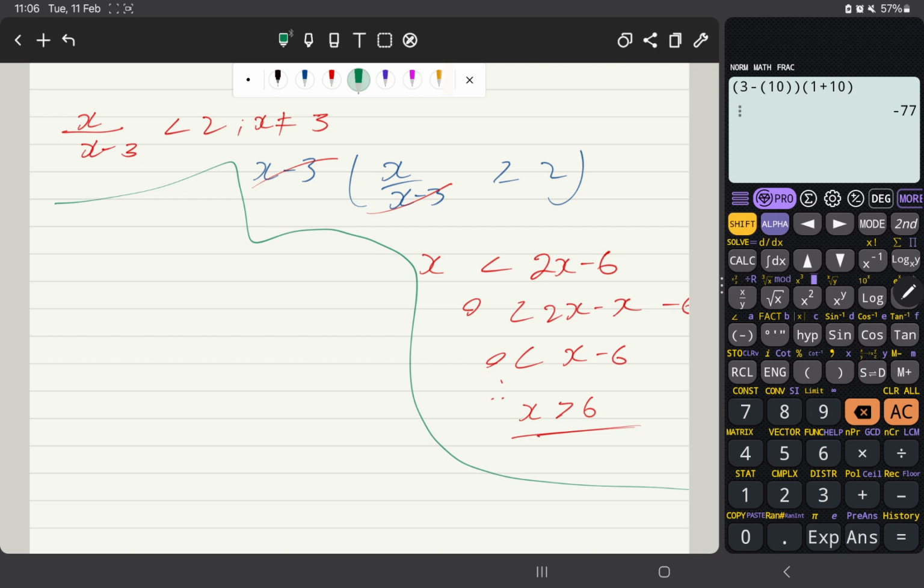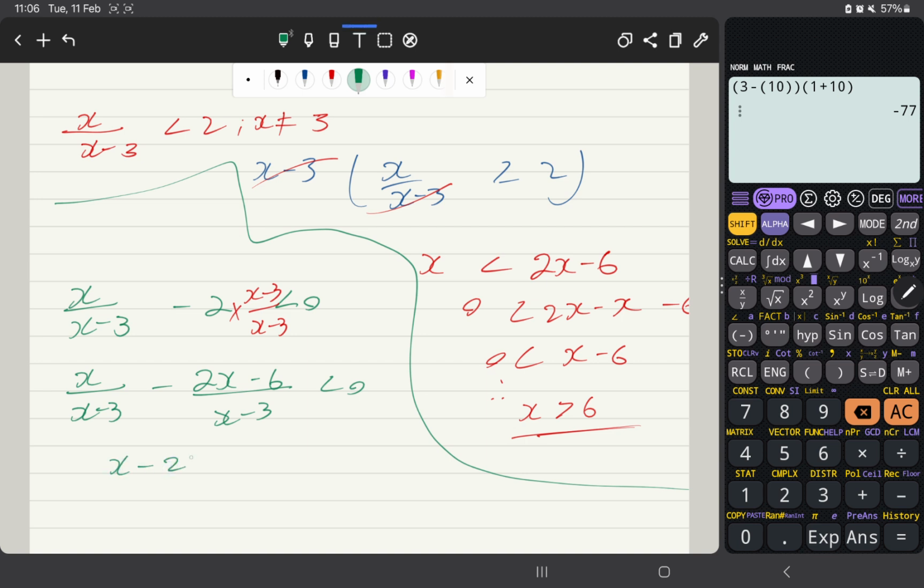Right, so we have it. First, transpose the 2. After transposing the 2, then what? We're subtracting fractions. Denominators have to be the same, so here we'll multiply by x minus 3. Eventually you have x minus 3, 2x minus 6, x minus 3. Your denominators are the same. Now you can just subtract 2x minus 6 over x minus 3.